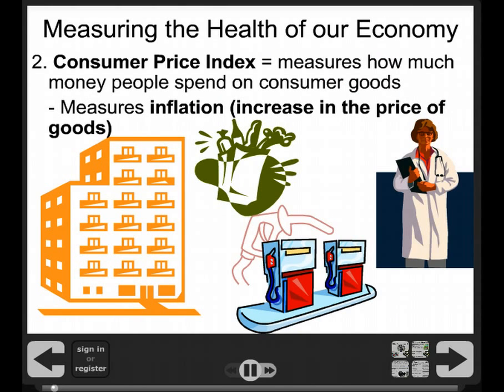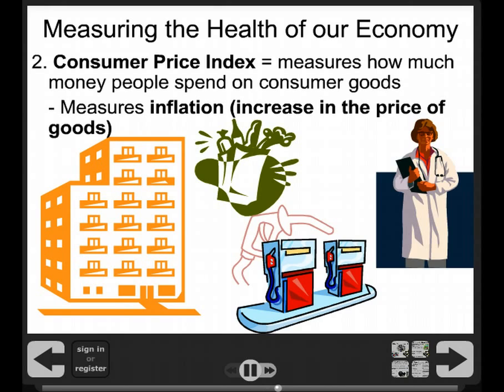The Consumer Price Index is the next tool we're going to look at as we study the economy. The Consumer Price Index measures how much money people spend on consumer goods. And the key to knowing what the CPI does is knowing the word price. As you know, price is the cost of a good or service. The CPI is important because it measures how much money we spend on housing, groceries, gasoline, and energy, as well as medical costs. What the CPI tells us is if inflation is occurring or not occurring.